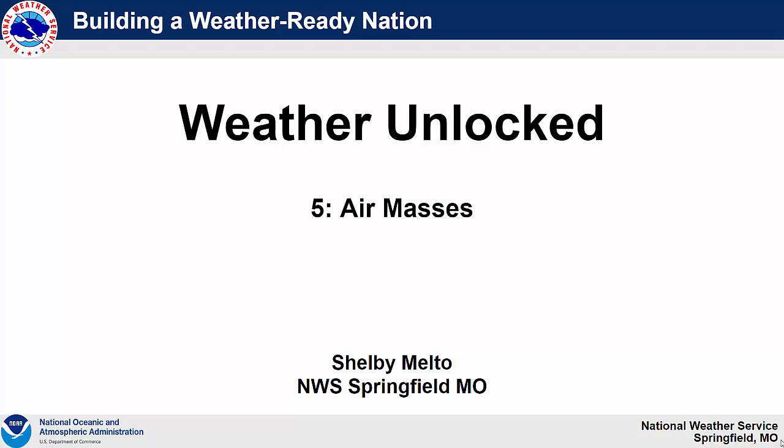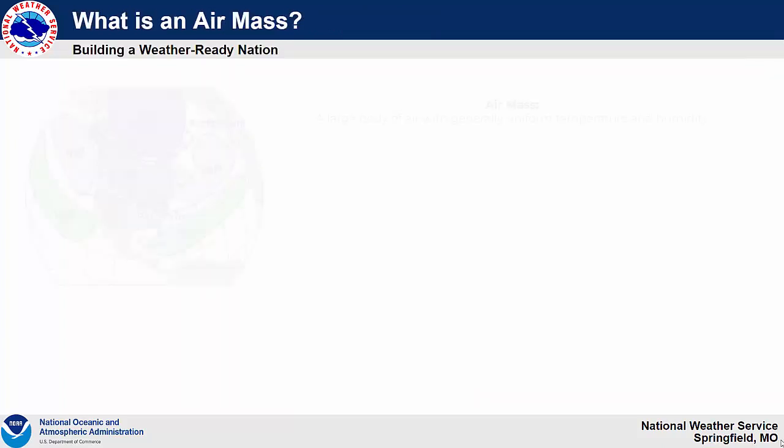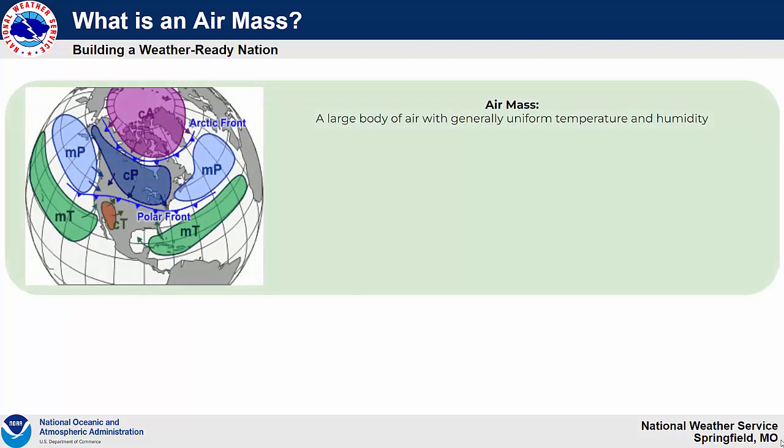This video is going to go over air masses and the boundaries that separate them. So what is an air mass? An air mass is a large body of air with generally uniform temperature and humidity characteristics.